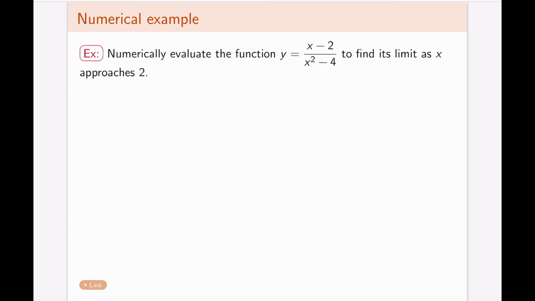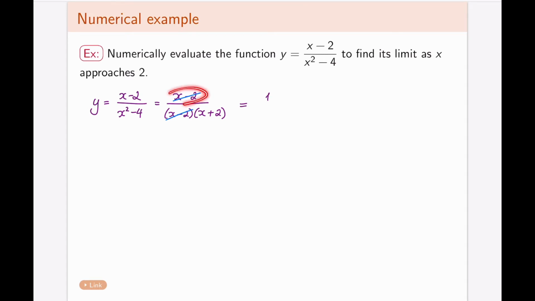Now, before we do that, let's take a look at the function itself. I noticed that these two terms on the top and the bottom actually have something in common. In fact, I know that I can factor out the bottom and cancel a part of it with the top. The bottom is a difference of squares, so the bottom can actually be factored as x minus 2 times x plus 2. And then, of course, this will cancel out the factor of x minus 2 on top, leaving me with 1.